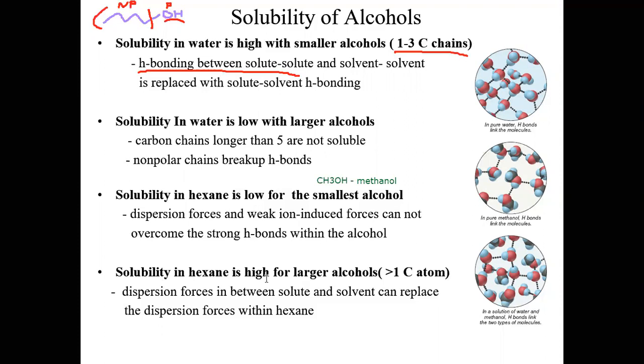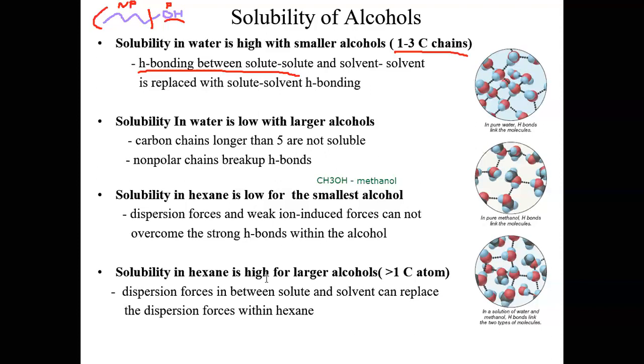So again, very small alcohol chains, usually 1 to 3, are soluble in water because the solute-solvent interaction is stronger than the individual interactions in the solute and solvent. With larger alcohols, starting with carbon 5 chain and bigger, these are not readily soluble in water because there's a longer non-polar component, which means the dispersion forces are greater and it breaks up the hydrogen bond.